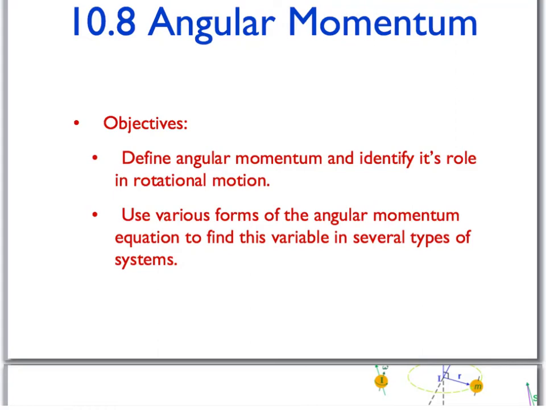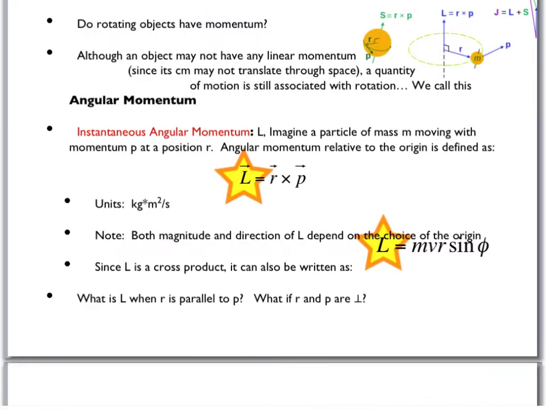Here is section 10.8 where we look at the idea of angular momentum. Our objectives here are to define angular momentum and identify its role in rotational motion. We want to use various forms of the angular momentum equation and find this variable in several types of systems.